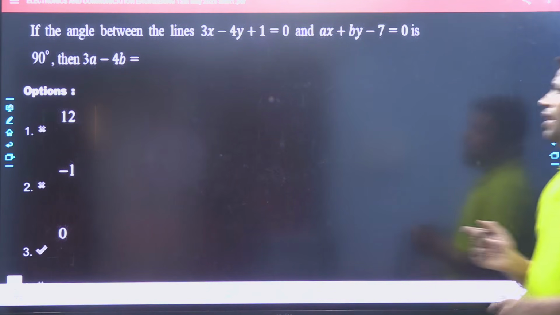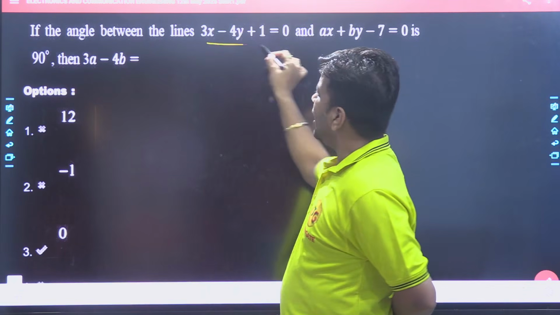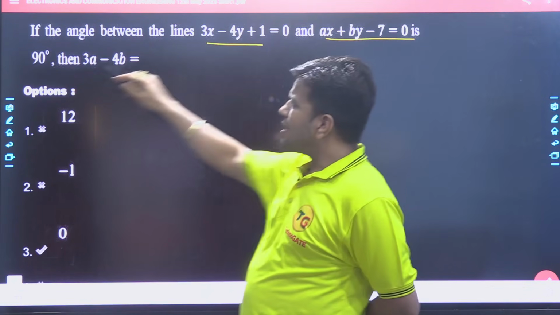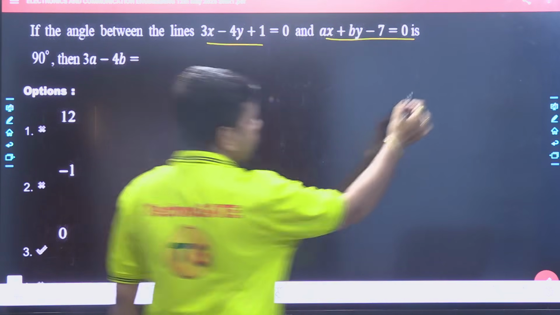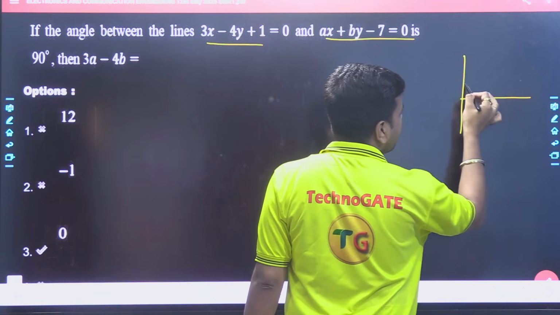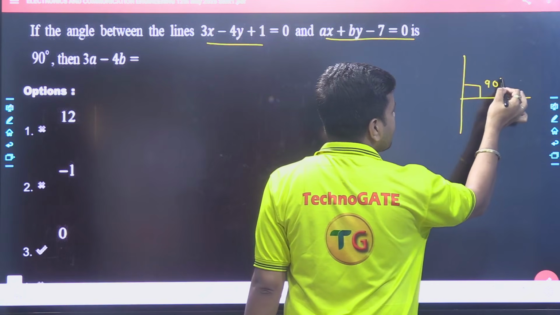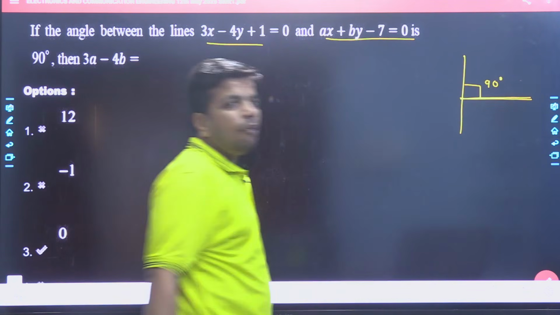So what we can say, if there are two lines, this is the line and the second one is line. Now they are saying that the angle between them is 90 degrees, which means they are perpendicular to each other. There is one line and there is another line. The angle between them is what? 90 degrees. So what we can say, they are perpendicular.